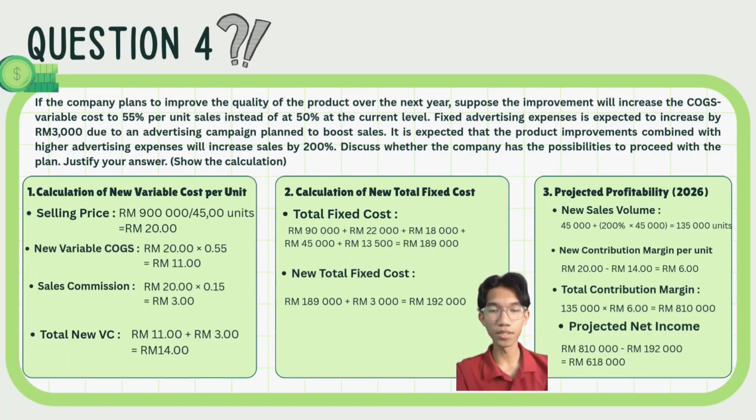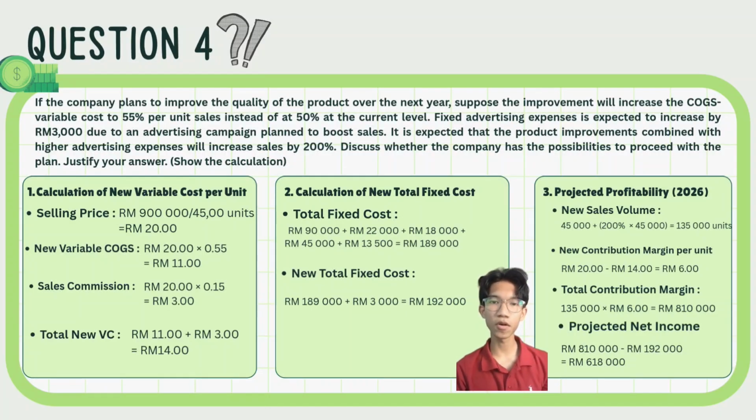The next step is to calculate the new total fixed cost. Our existing total fixed cost is 189,000 ringgit Malaysia. So 189,000 plus the new expense, which is 3,000. So our new total fixed cost is 192,000 ringgit Malaysia. Last one is project profitability 2029.